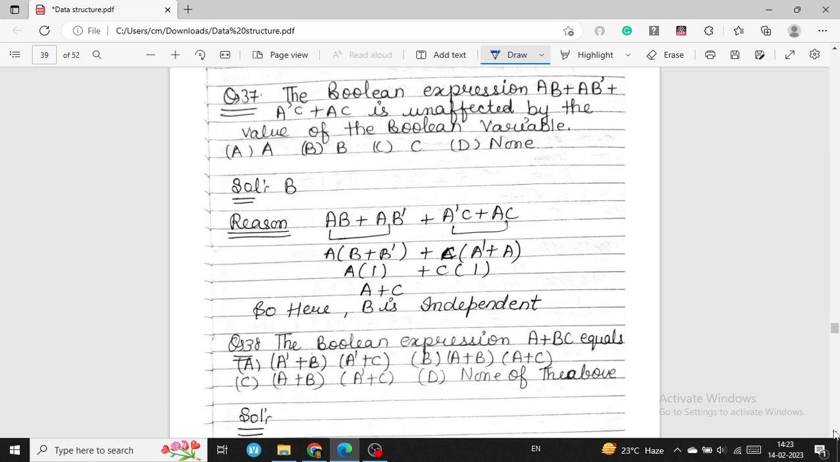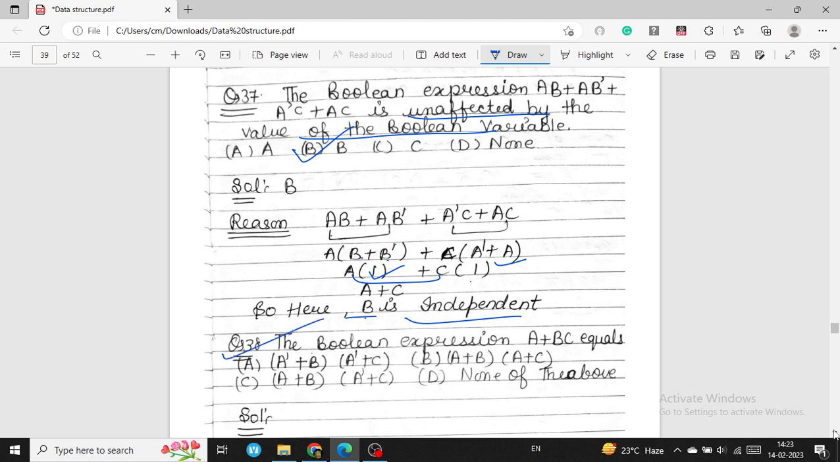the Boolean expression AB plus AB dash plus A dash C plus AC is not affected by the value of the Boolean variable B. That is answer B. How? I am taking A common, B plus B dash is equal to 1. Taking C common, A dash plus A is equal to 1, and we get A plus C. Now you can see B is independent and it is not affected by the values of the Boolean variable.